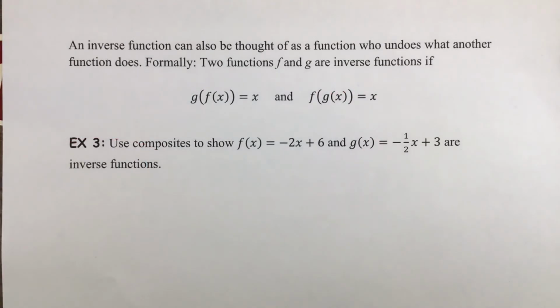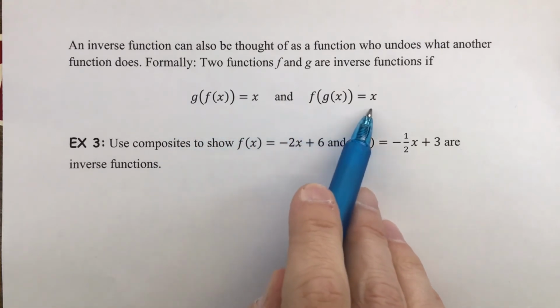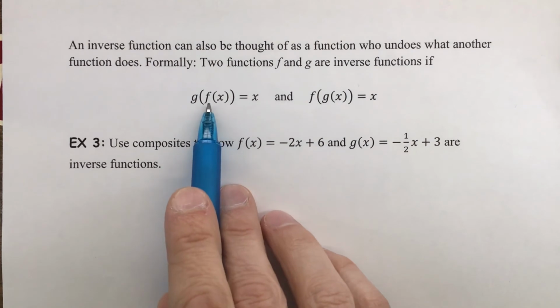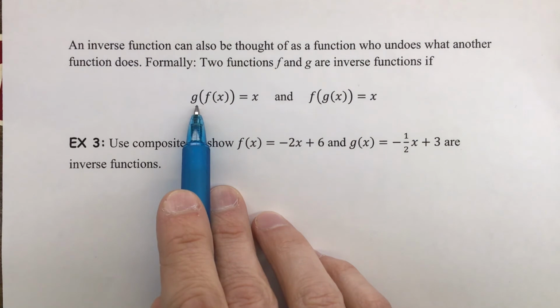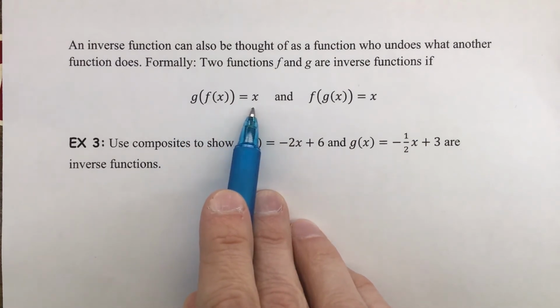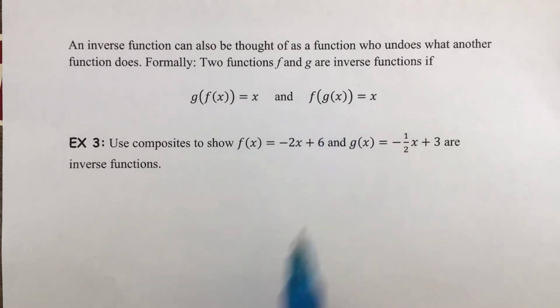An inverse function can also be thought of as a function that undoes what another function does. Formally, two functions f and g are inverse functions if g of f of x equals x or f of g of x equals x. In other words, whatever f of x does, when you put that function into g of x, everything will be undone and you get back your input. Or whatever g of x does, when you put that into the f of x function, everything will be undone and you get back your input x.